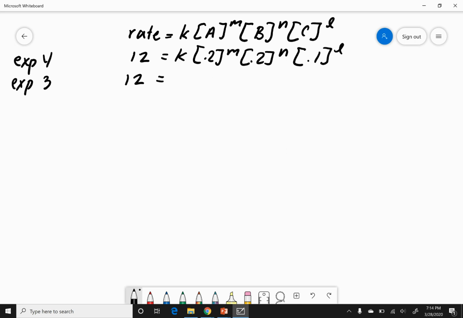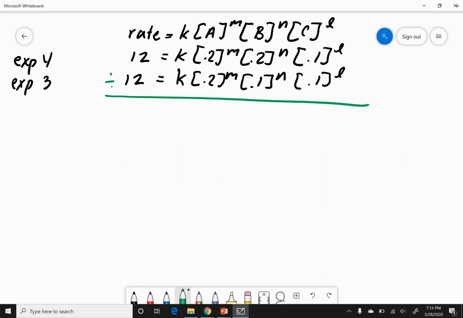Now, let's go ahead and write the data for experiment 3, and you guys can see this is where you could have done it by inspection. The rate is the same. K is going to be the same, 0.2 raised to the nth, 0.1 raised to the nth, and then finally 0.1 raised to the nth power. Let's go ahead and divide those two equations. And 12 divided by 12 is 1. K divided by K is 1. 0.2 to the mth divided by 0.2 to the mth is 1.